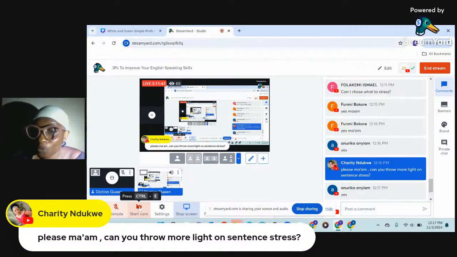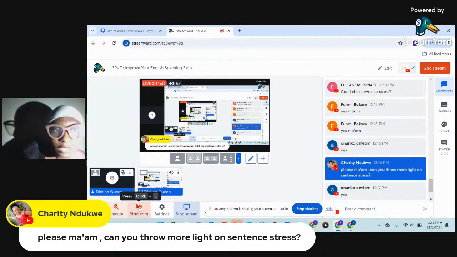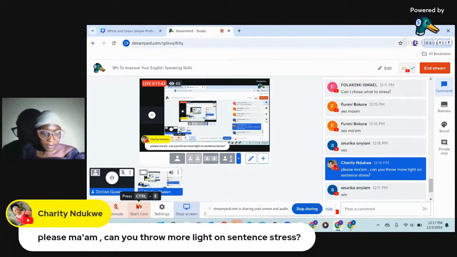Another thing you could do is to practice minimal pairs. Minimal pairs talks about two words that sound alike. So, for example, you want to practice how to say the words "please" and "police." Let me write them out. The first word is "please." And the second is "police."